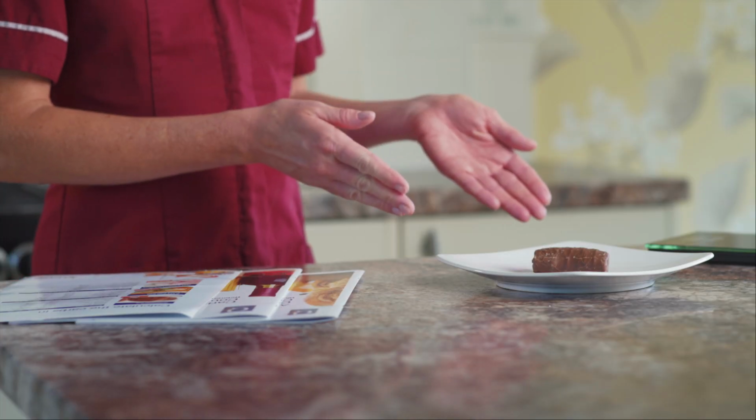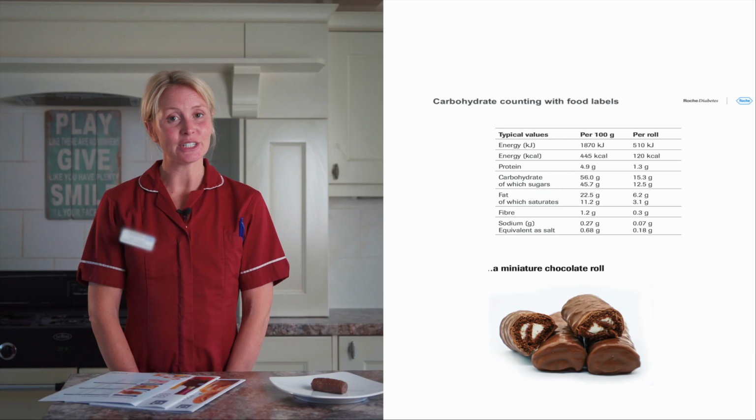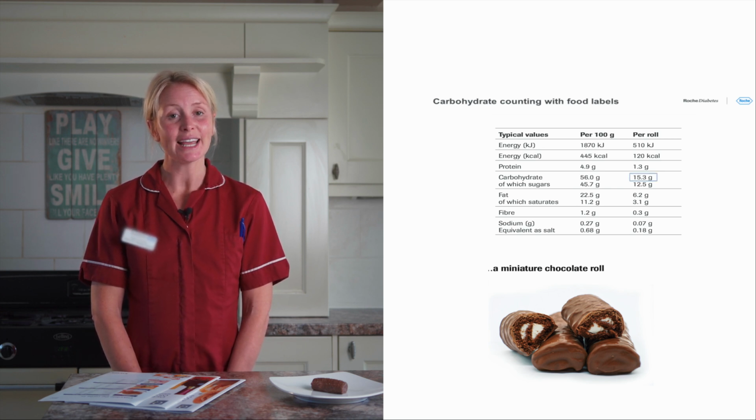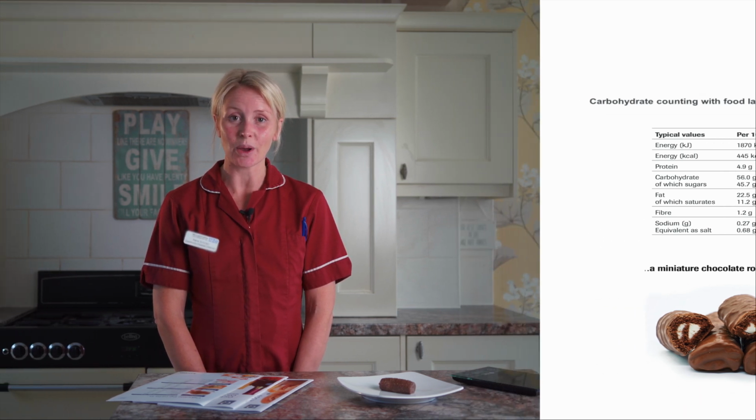For this miniature chocolate roll, on the column listed total carbohydrates, we can see that there is a column that is labelled per roll. And on here it tells us that there are 15.3 grams of carbohydrates in one miniature chocolate roll. So that food label is pretty easy to work out.